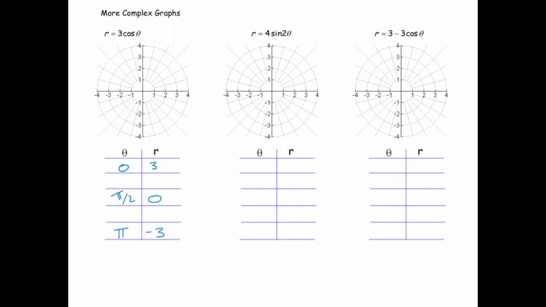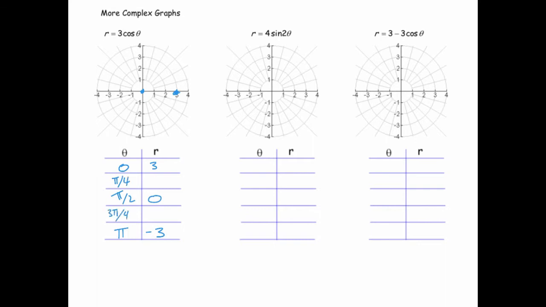And so if you just plotted those points, 0, 3 would be here. Pi over 2 and 0 would bring you here. And then pi, negative 3 actually replots this point here, interestingly. So that doesn't give us a lot of information. So you have a couple options. You can convert this to rectangular form if you remember that. You could plug in a few more values, which is why I left these spaces.